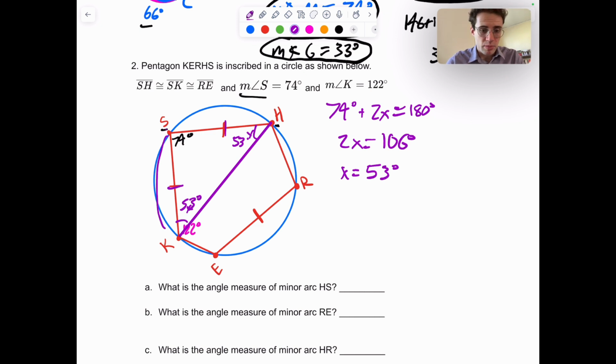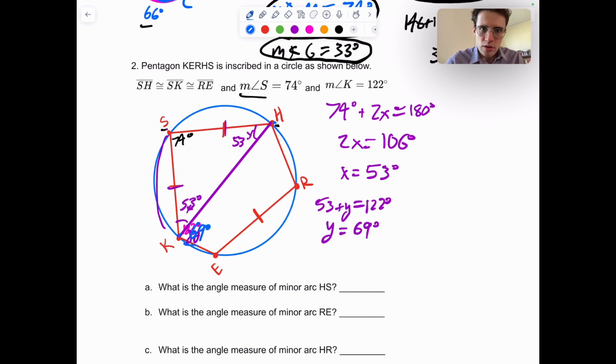Now that also will help us find HKE, so this angle right there, because we know 53 plus, we could call this, I don't know, y. 53 plus y equals 122 degrees. That entire angle K is 122 degrees. So subtract 53 from both sides, and that will give us 69 degrees. All right, so we've got 69 degrees down here for angle HKE.